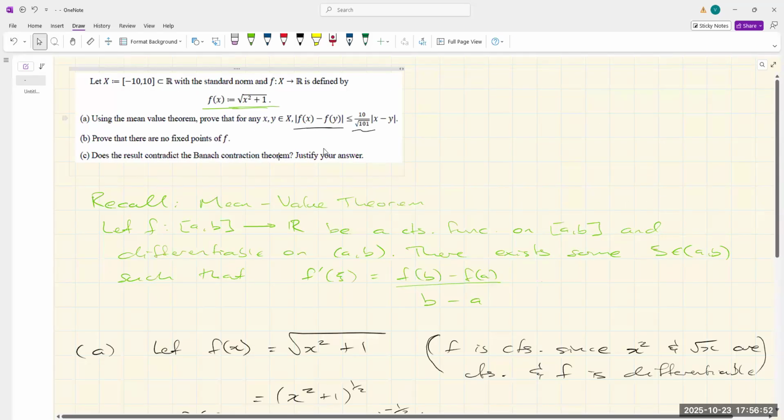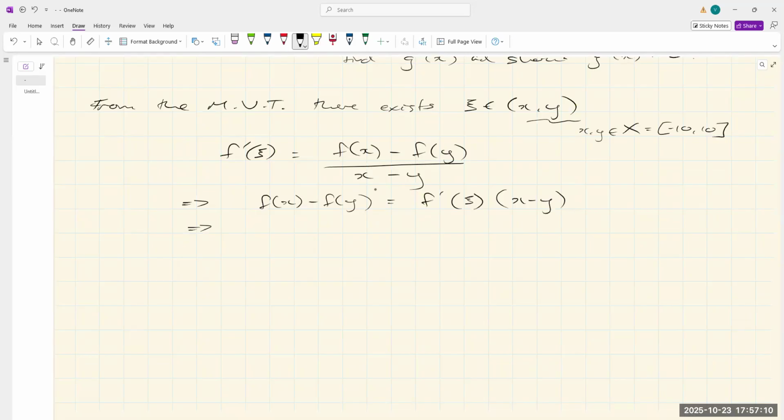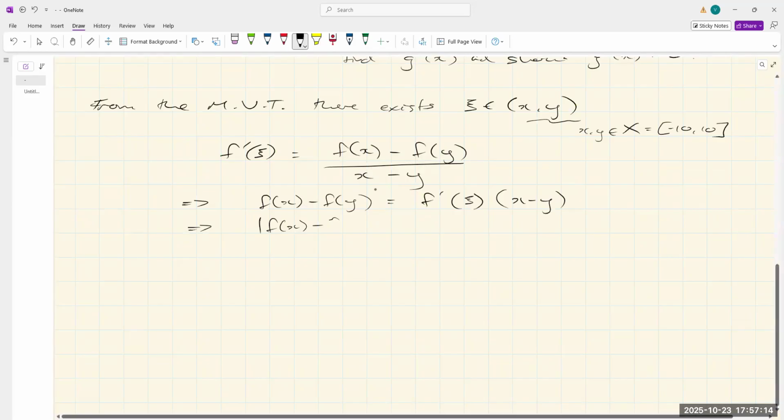So for any x, y in the interval, of course, these x, y belong to minus 10 to 10. So let's take the modulus on both sides.